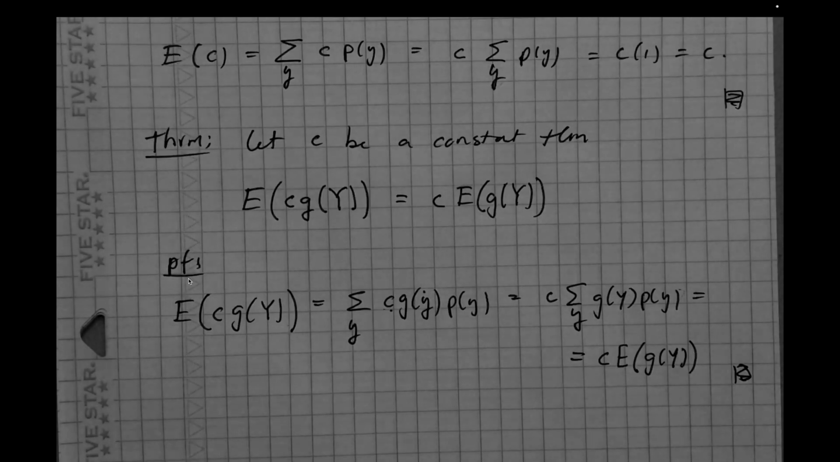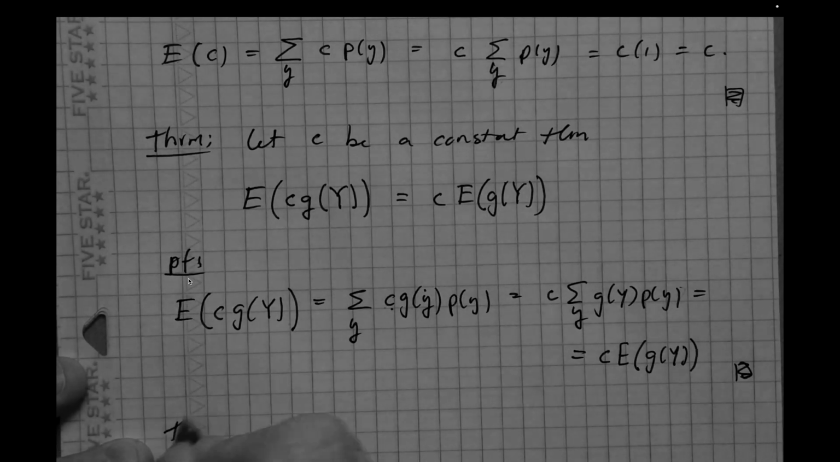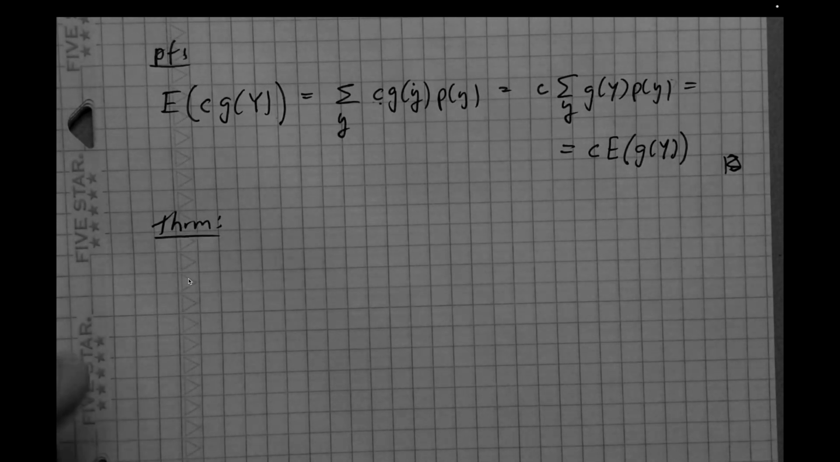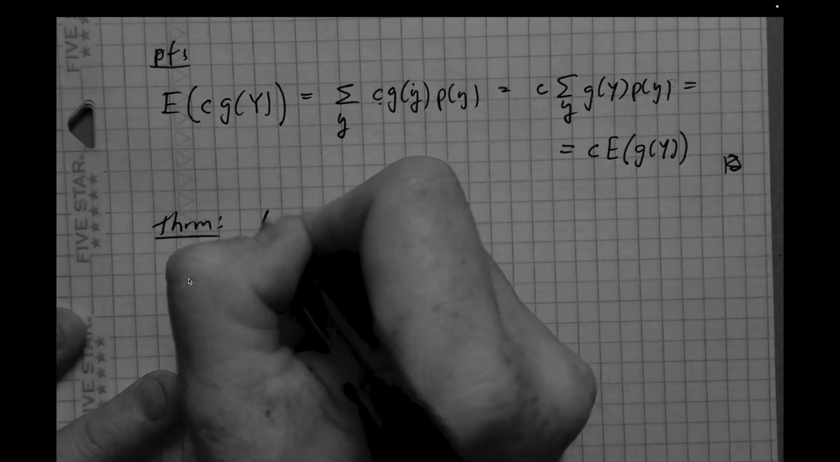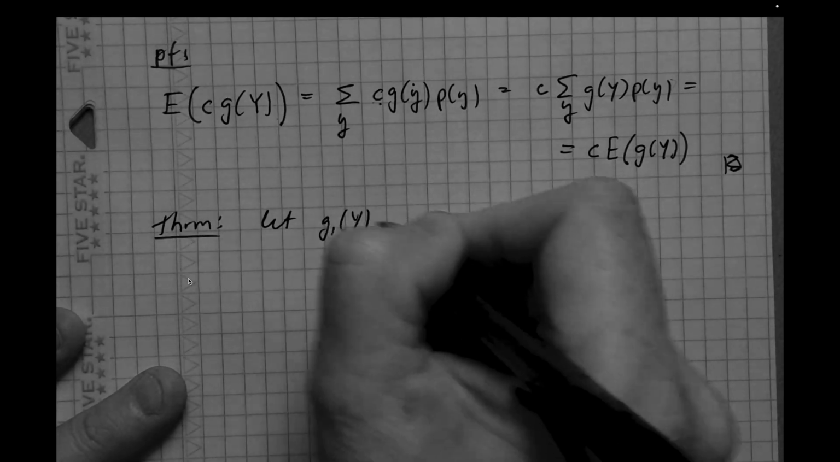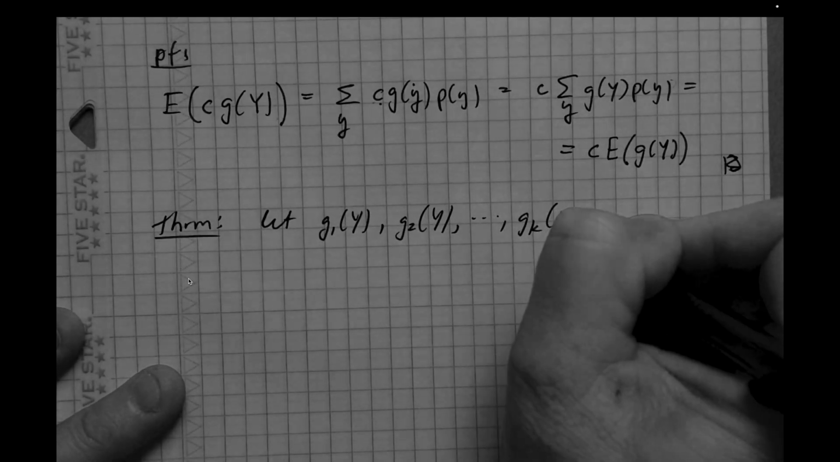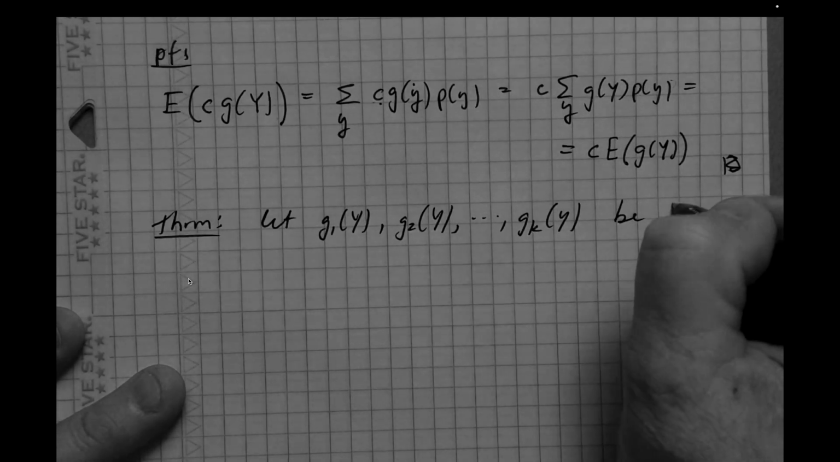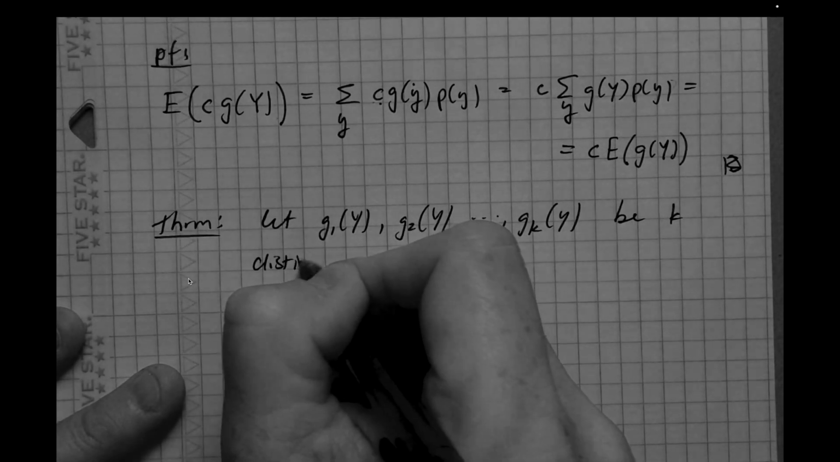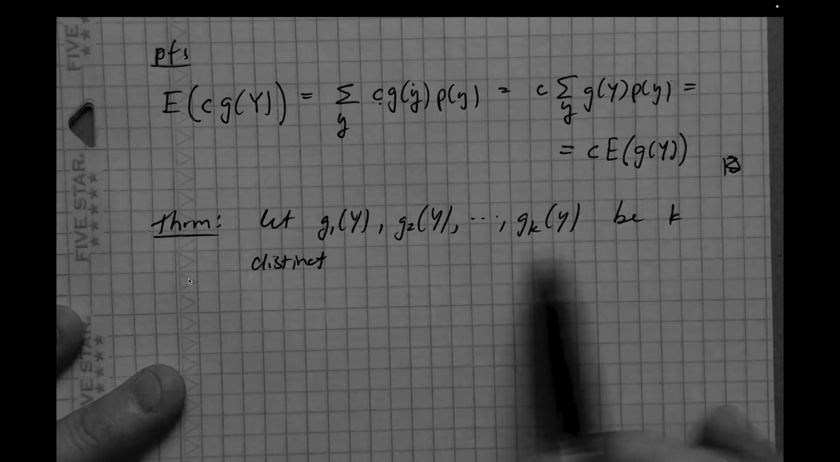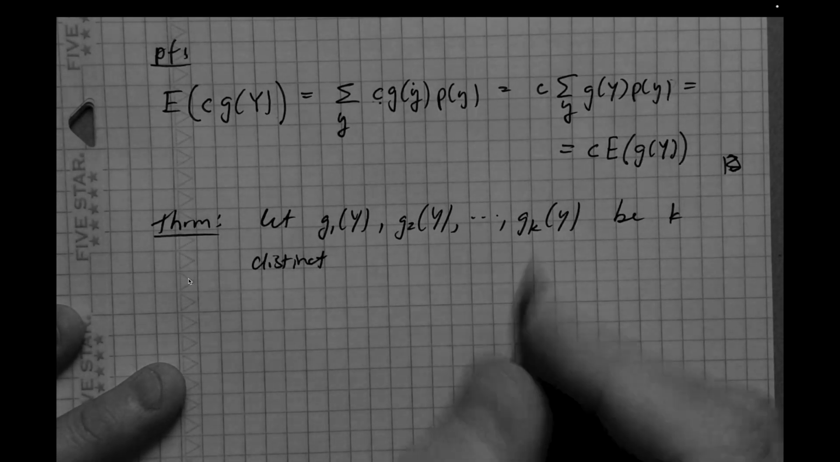All right. One more. Well, two more, actually. Let's look at this one. This one is, again, another property of just how sums work. Let g1 of y, g2 of y, and so on up to gk of y be k distinct, well, possibly distinct, they could be the same if you wanted, let these all be k distinct functions of a random variable y.